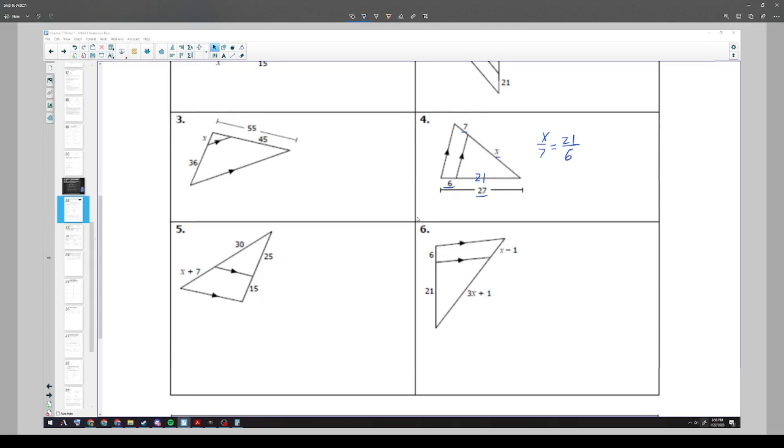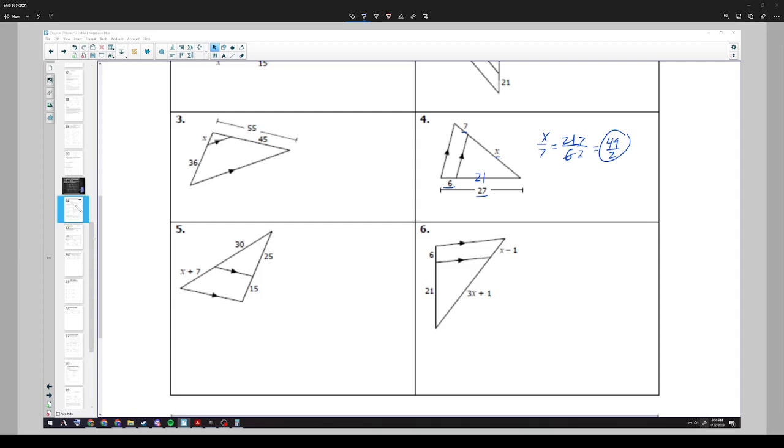And if I solve that, 21 over 6, those are divisible by 3, so I could start off by saying that's 7 halves. And then multiply by 7, I would get 49 halves for x, which you could put 24.5, but I would leave it as a fraction. That's kind of how I prefer.